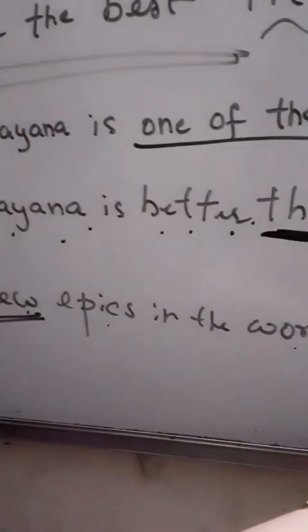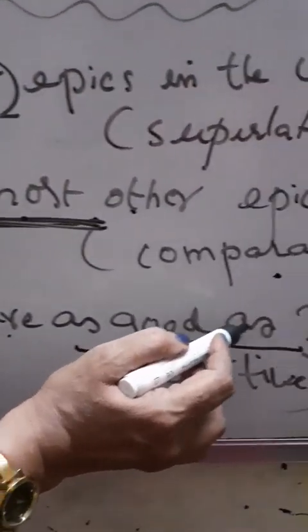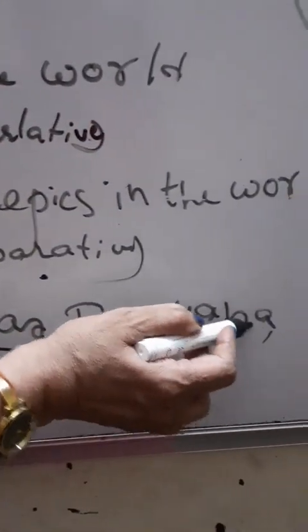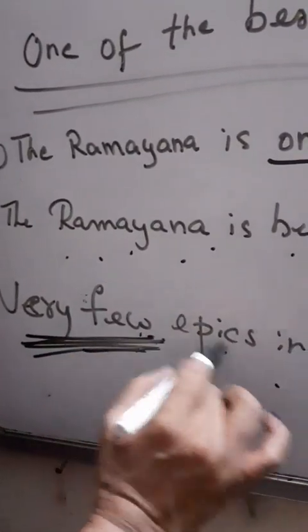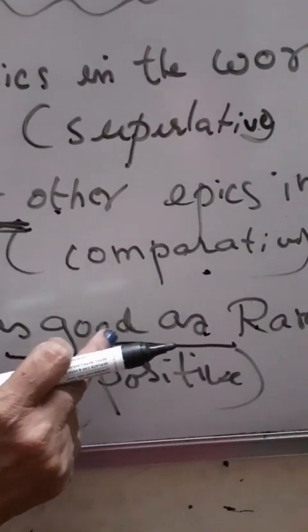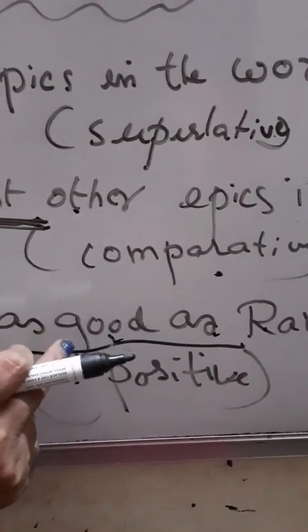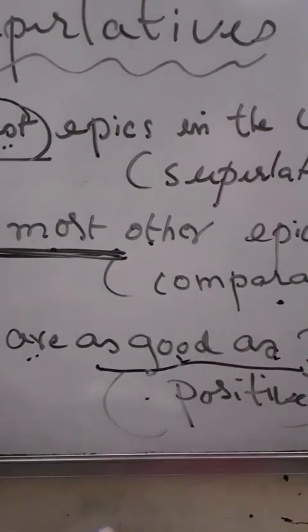Now, let us do it in positive. Very few epics in the world are as good as the Ramayana. Now see, very few, you have to add this one. Very few epics in the world are as good. Good is the positive degree. Good, better, best. That is why we are writing good here.